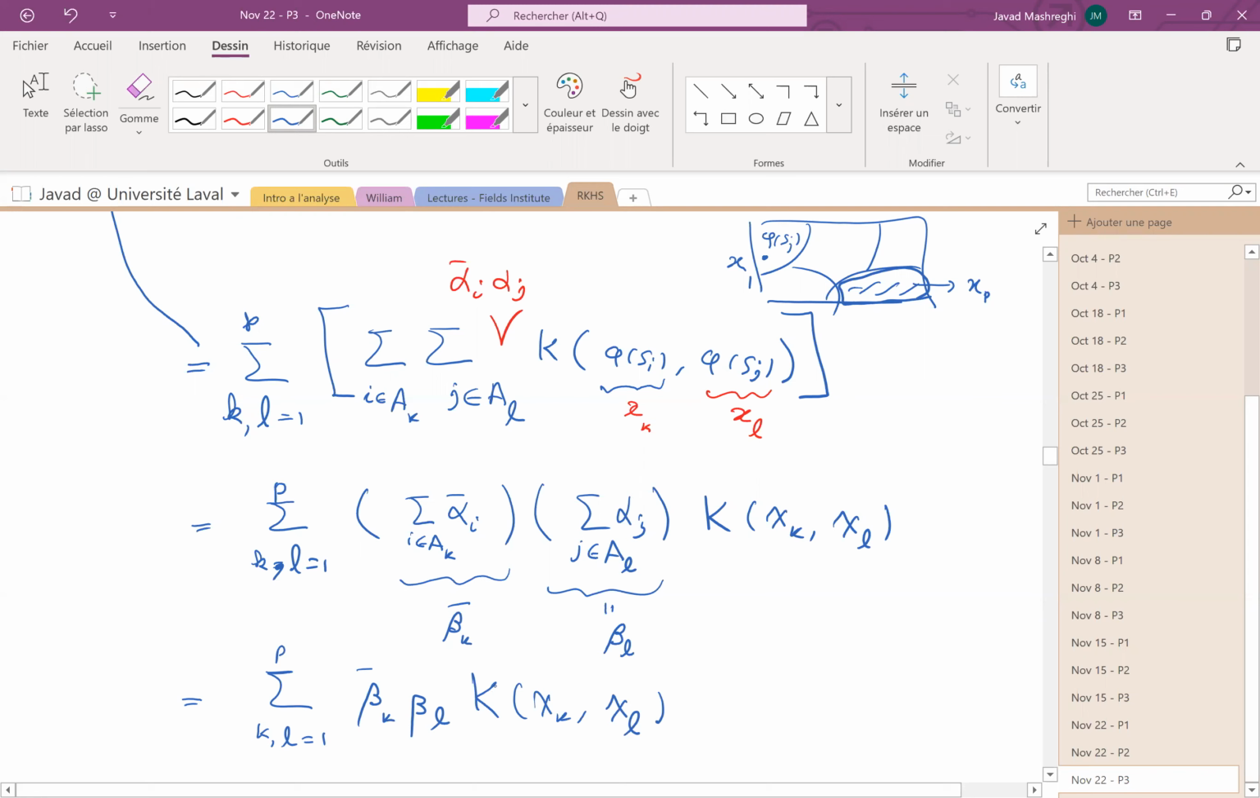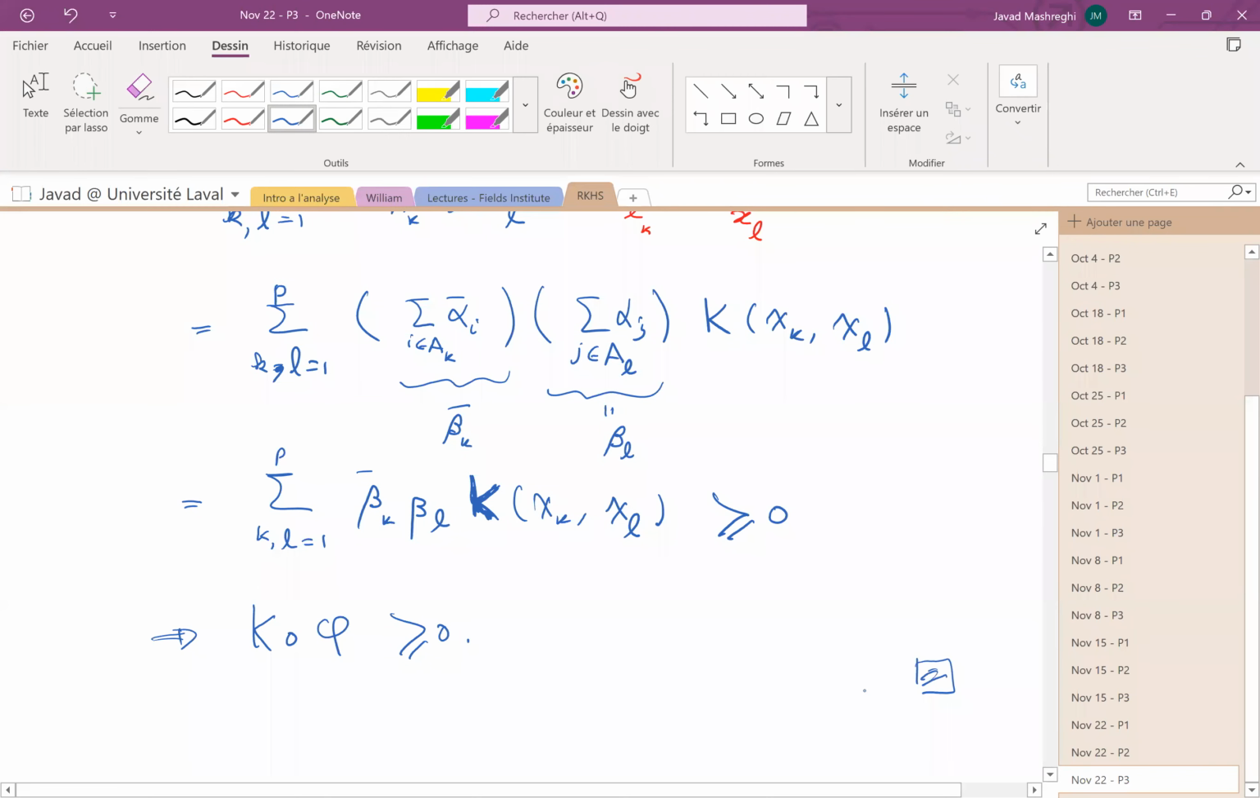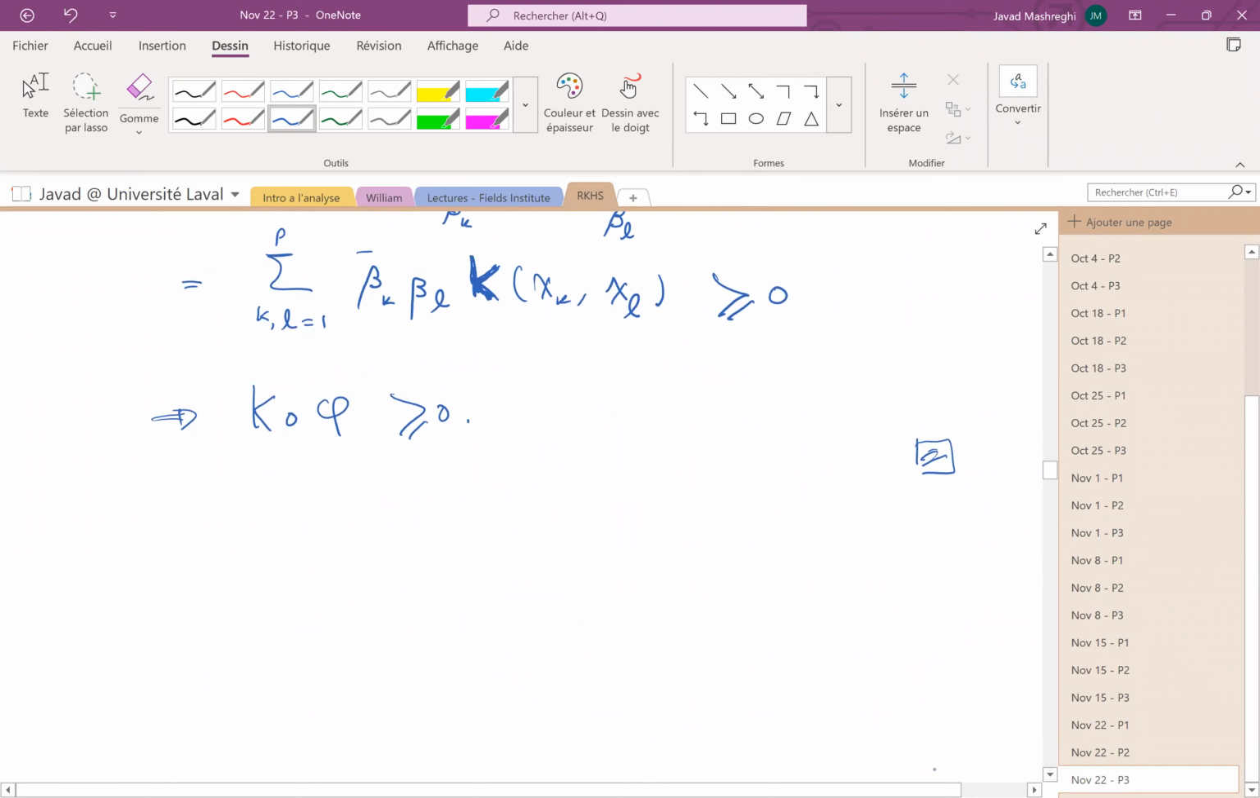And we know by the properties of K, it's a kernel function, this is positive. And therefore, this implies that K composed with phi is positive. It's not a difficult proof, but it needs a little bit of attention in the middle. Well, a consequence of this is an easy theorem, which is called the pullback theorem.